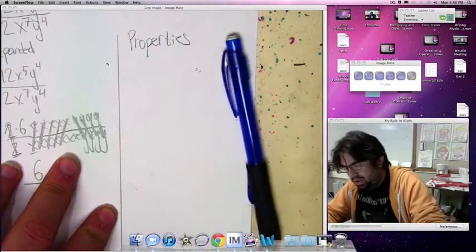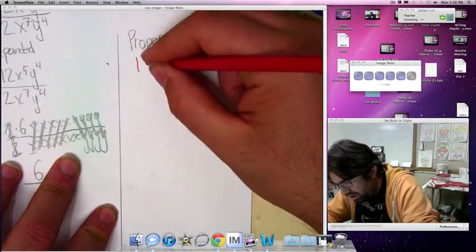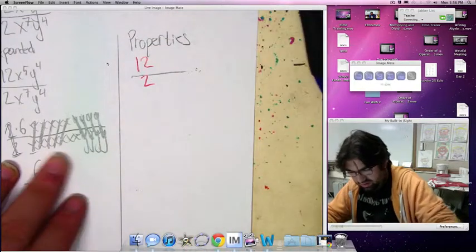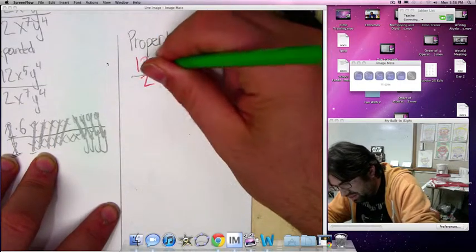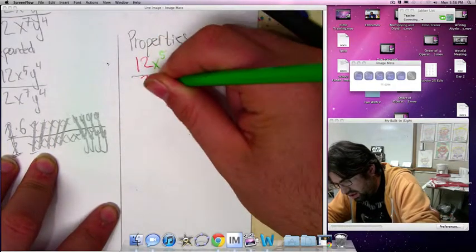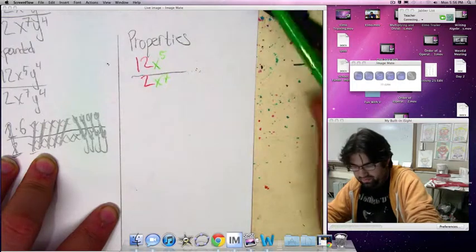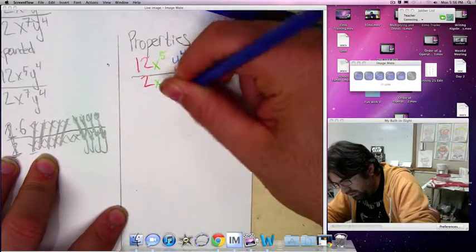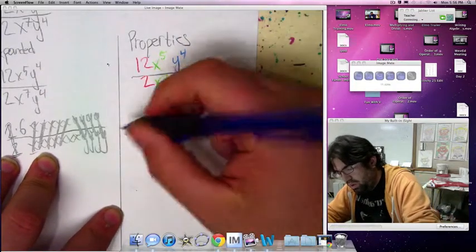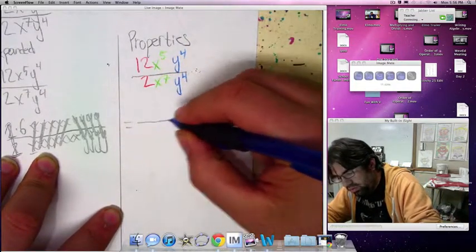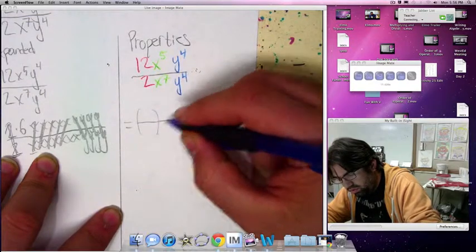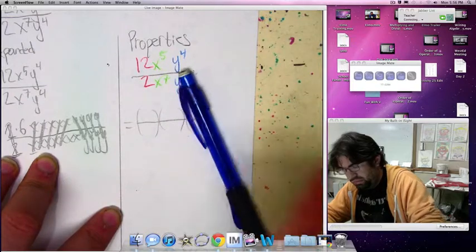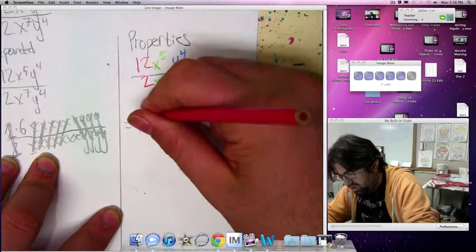Let's write it up all colorfully, like this is 12, this is 2, this is a divide. Let's use green for x. X to the 5th power, x to the 7th power, y to the 4th, y to the 4th. What does it equal? Well, I'm just separating. I'm just trying to make it look good.